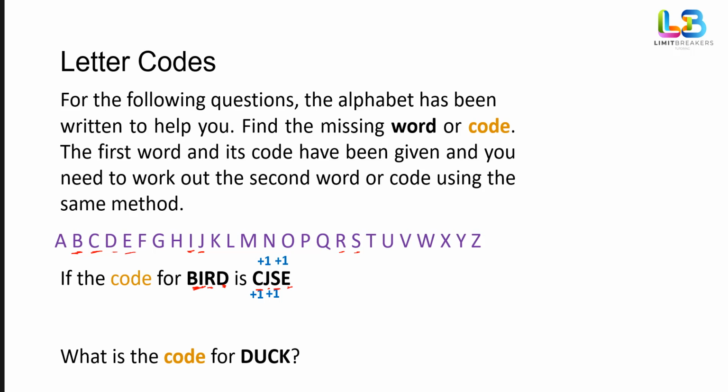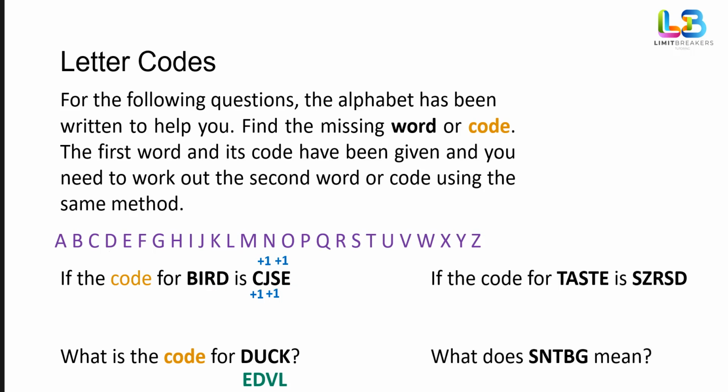So we're going to do the same thing for duck. If we add 1 to D, we get E. If we add 1 to U, we get V. If we add 1 to C, we get D. And if we add 1 to K, we get L. So the answer is EDVL.